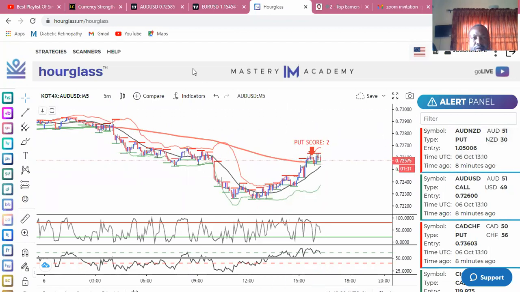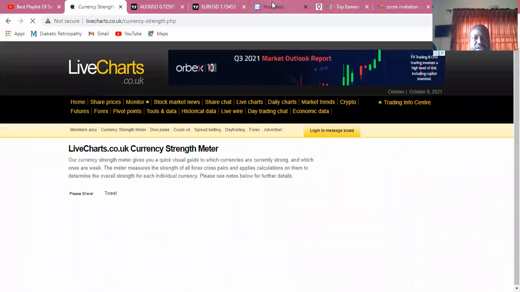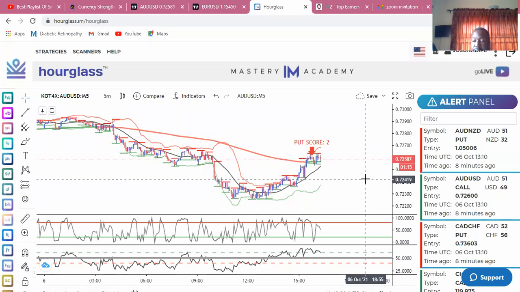Basically, we've already looked at the currencies and we know which one is stronger and which is weaker. When the first currency is stronger than the second currency, you expect an upward movement, a bullish movement. When the first currency is weaker than the second, you expect a bearish or downward movement. So let's go and see now on the hourglass what may be setting up.